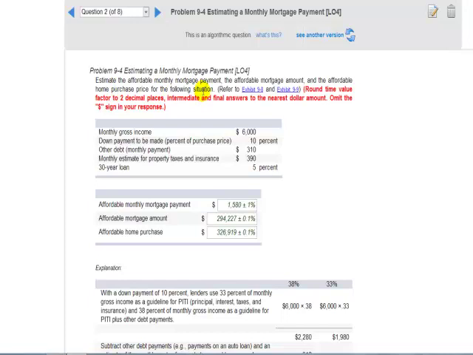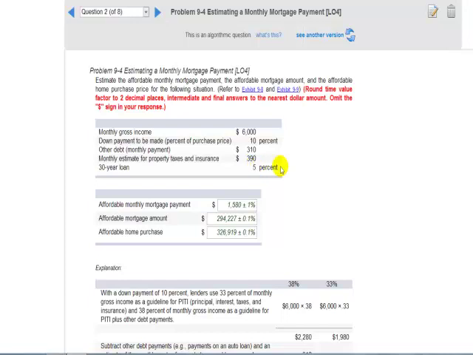We have given to us someone who has a monthly gross income of $6,000. They plan on making a down payment as a percentage of the purchase price of 10%. They have other debt that amounts to monthly payments of $310, and the monthly estimate of property taxes and insurance that they plan on being able to afford is $390, and they are going to be taking out a 30-year loan, and the interest rate is going to be 5%.